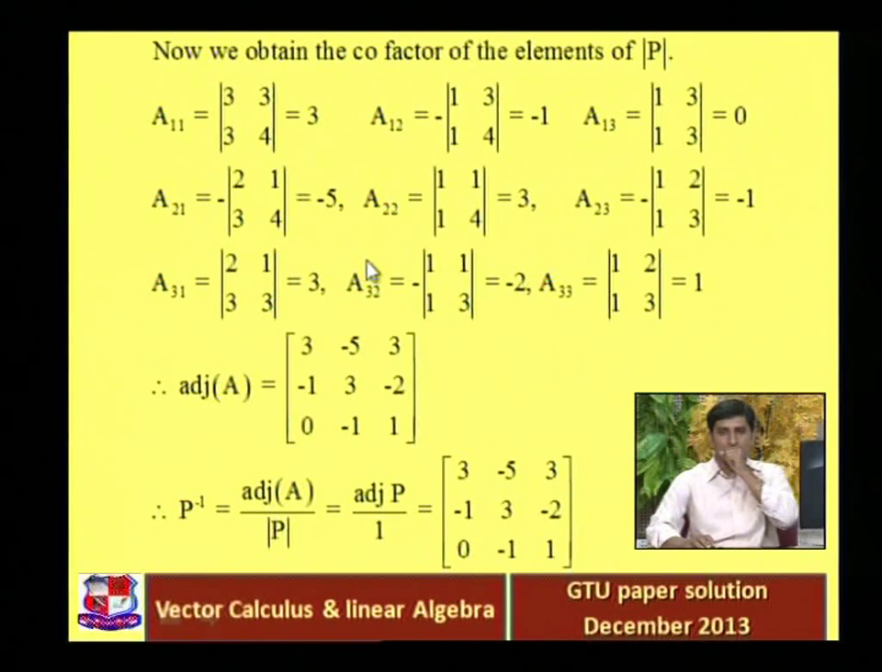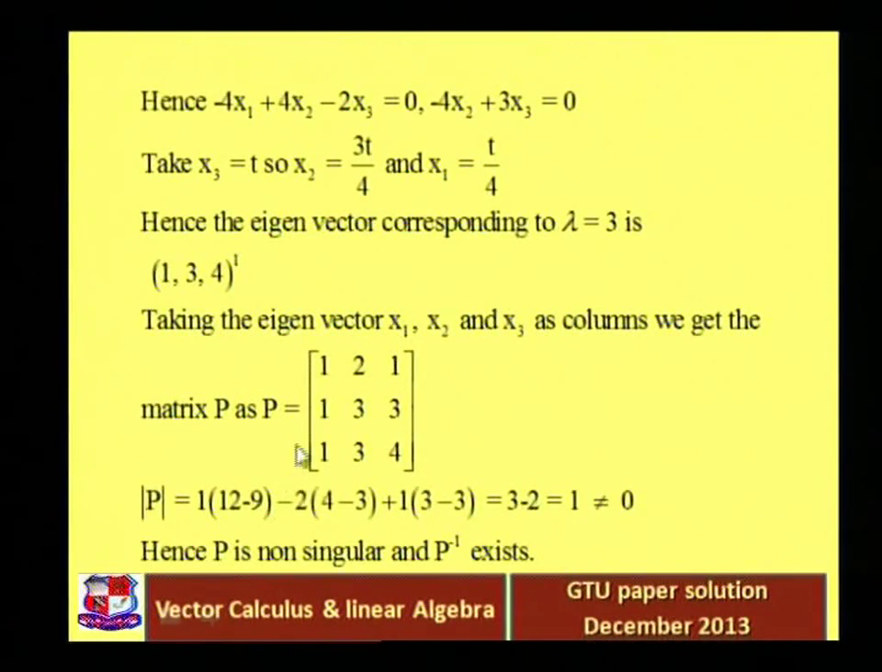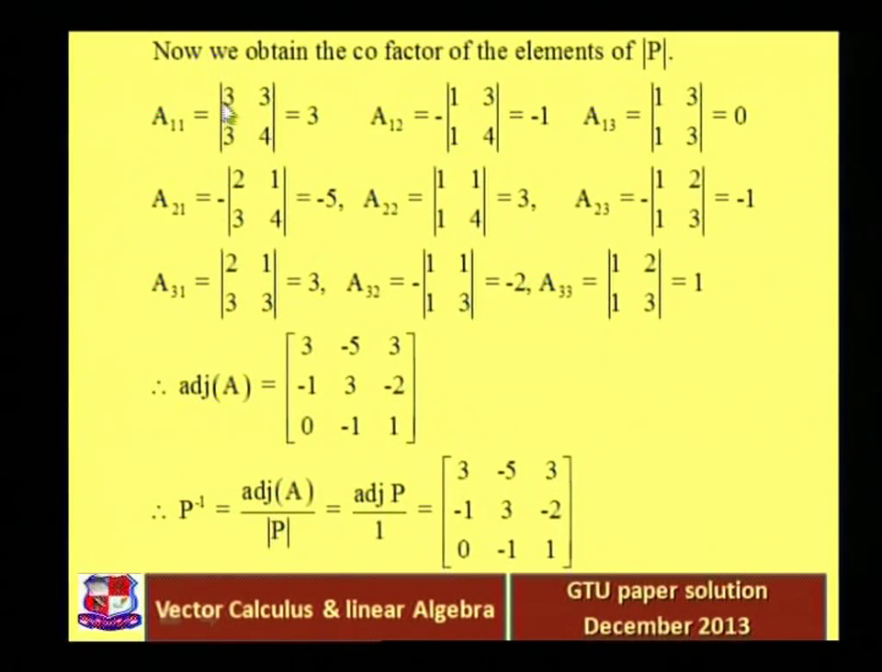Now the first column of the adjoint of P is the cofactors of the first row of the matrix P. So A11, A12, A13. These A11, A12, A13 are exactly the first column of the adjoint of A. So that is 3, minus 1, 0. See, 3, minus 1, 0.